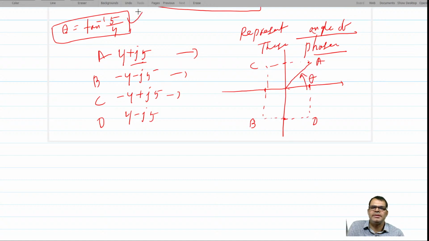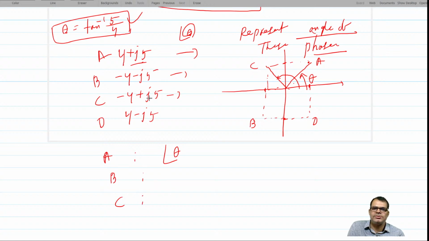Already I have given the tan inverse 5 by 4. This angle, see here, you either measure this as 90 plus tan inverse 4 upon 5, or 180 minus this angle, theta. So for A, the angle is theta. B, we'll find out.